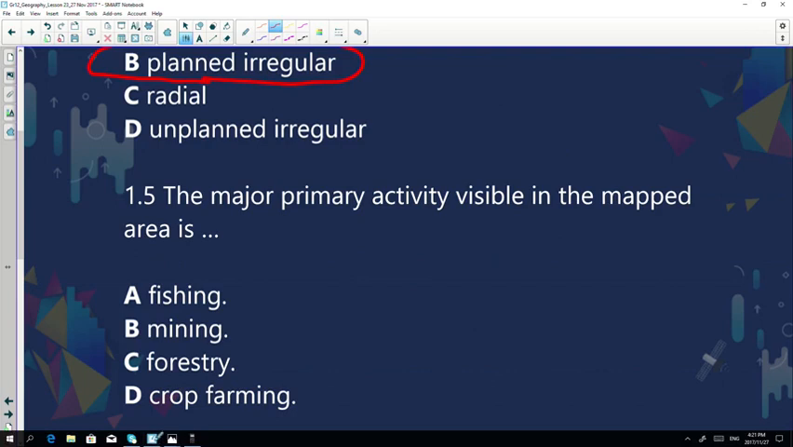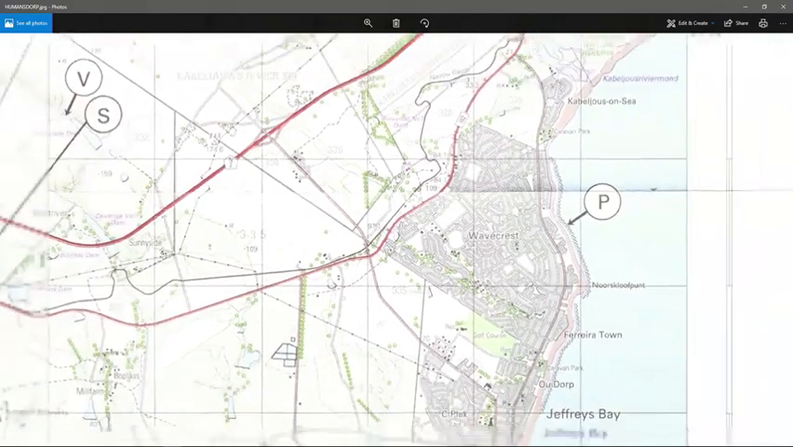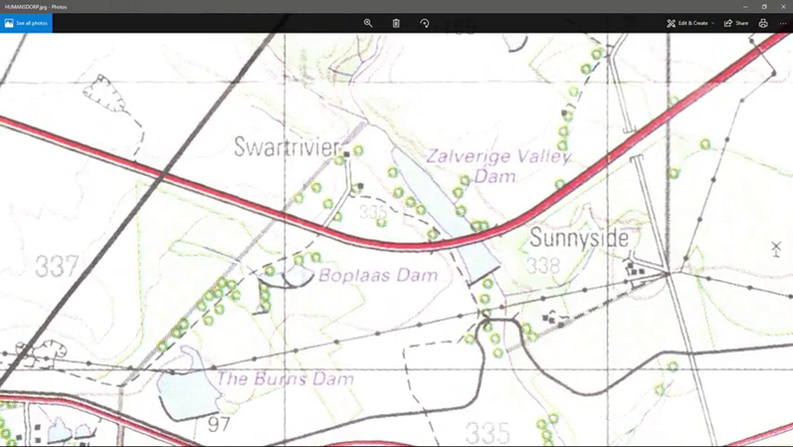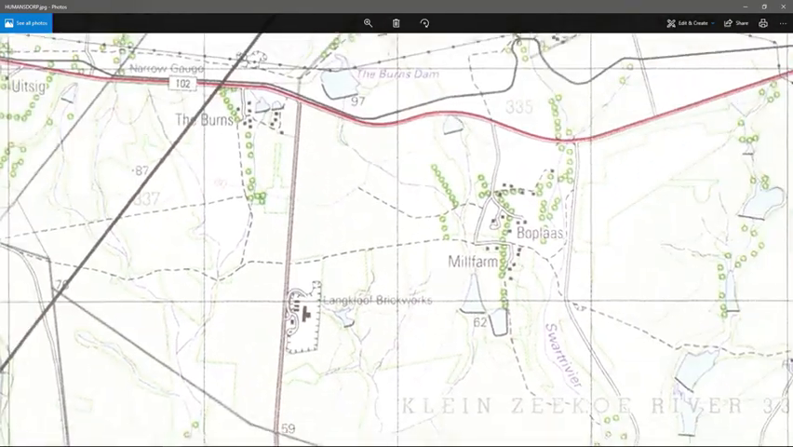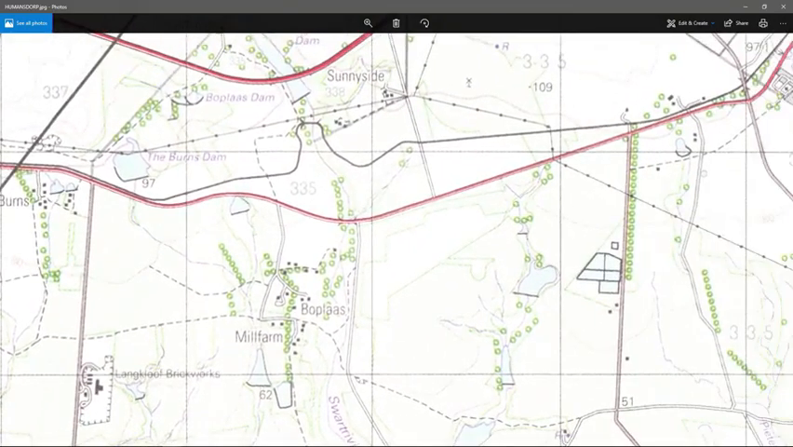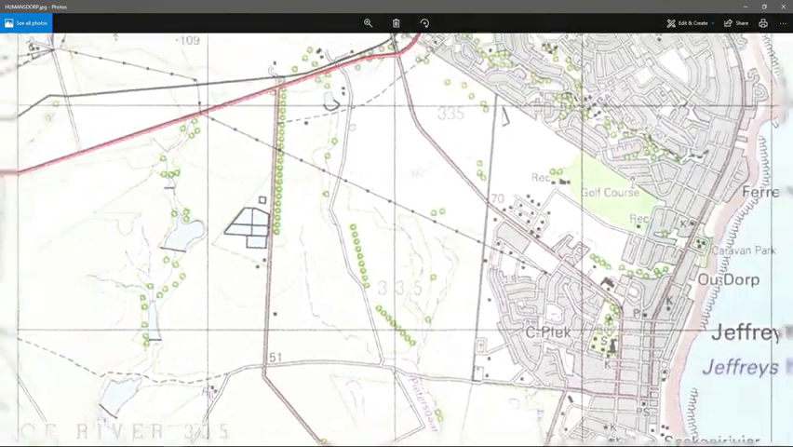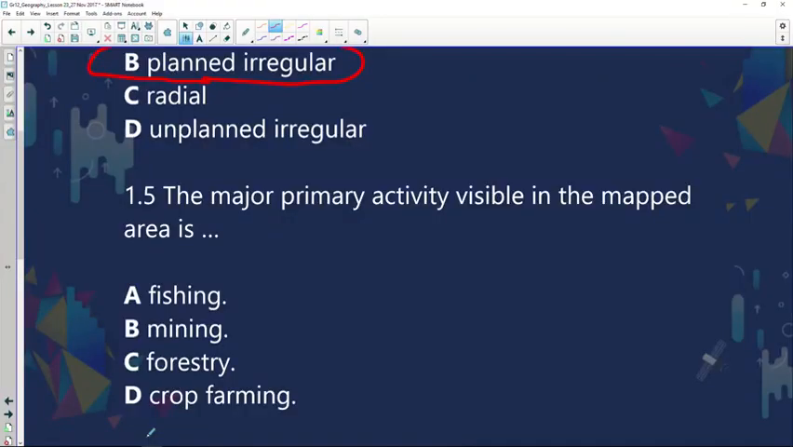Now, just looking at the topographical map, I immediately see a lot of cultivated land. Have a look all over your map and you can see the farm boundaries. A lot of cultivation taking place over here, crop farming taking place all over the place. So our correct answer will definitely be crop farming, and that will be number D. Let's continue with question 1.6.